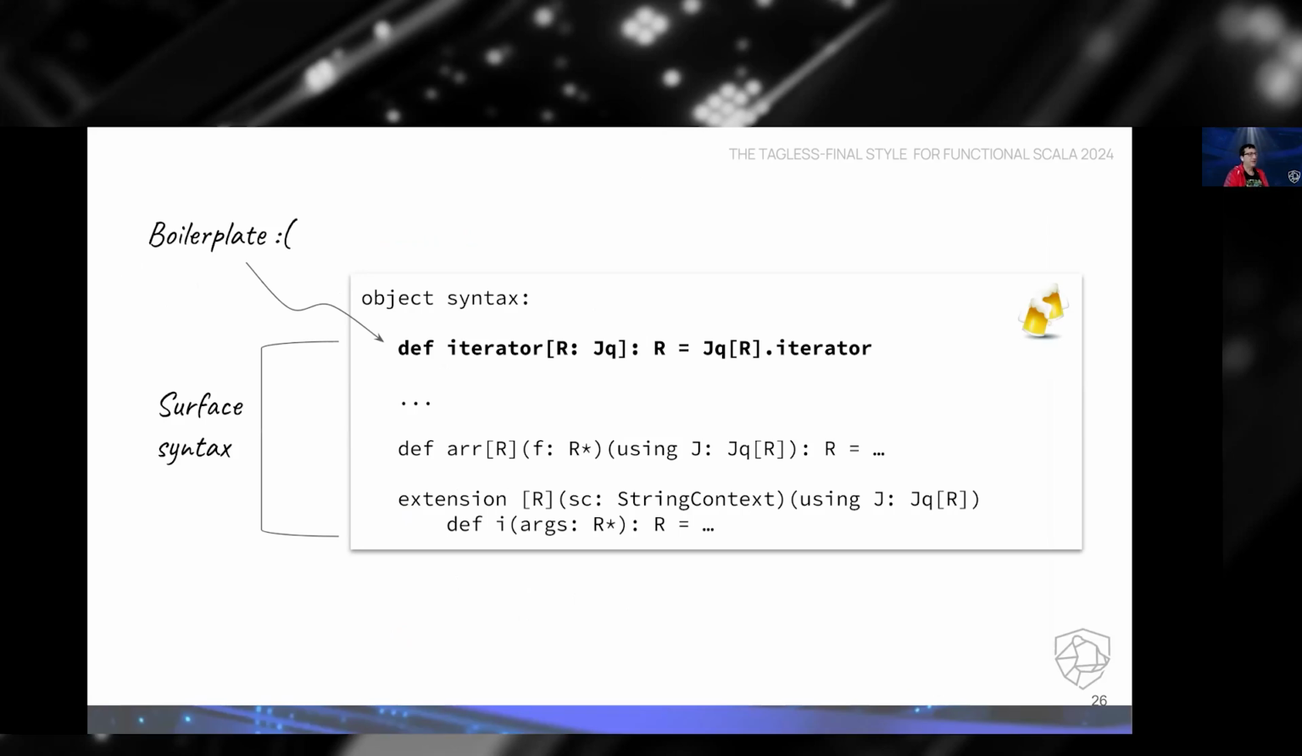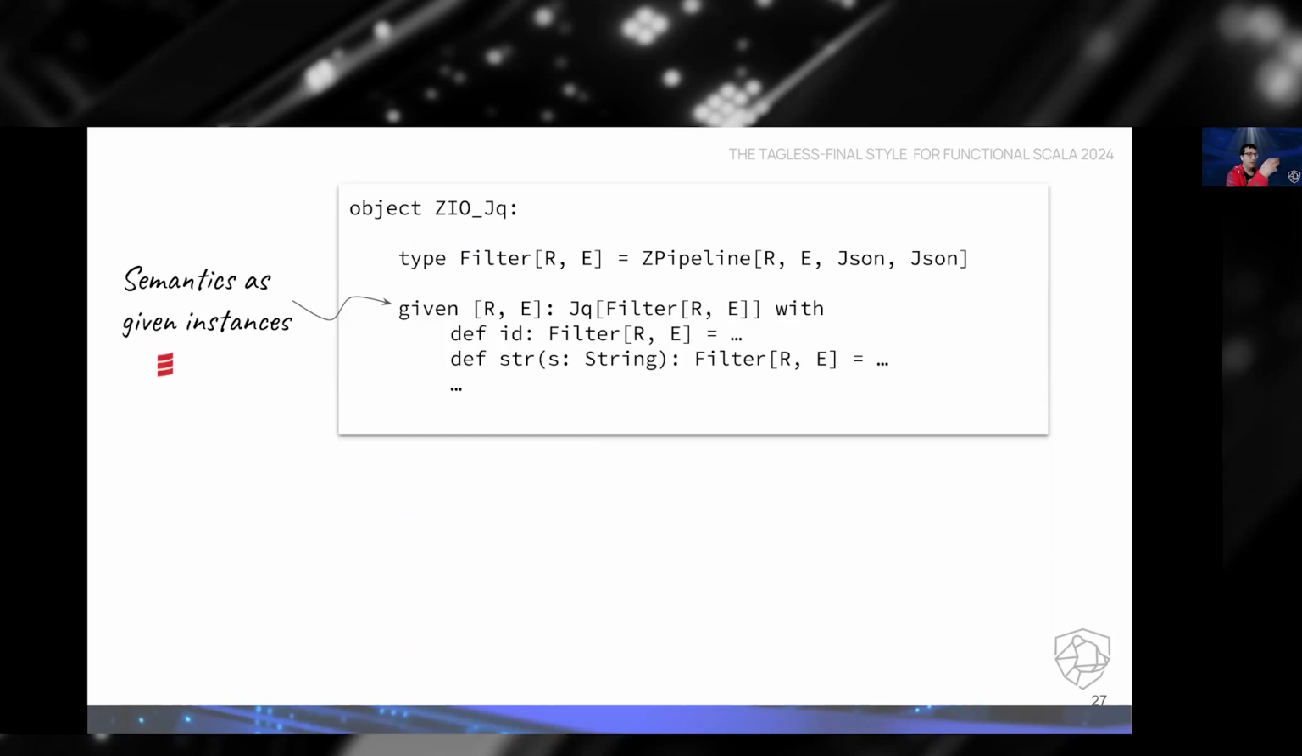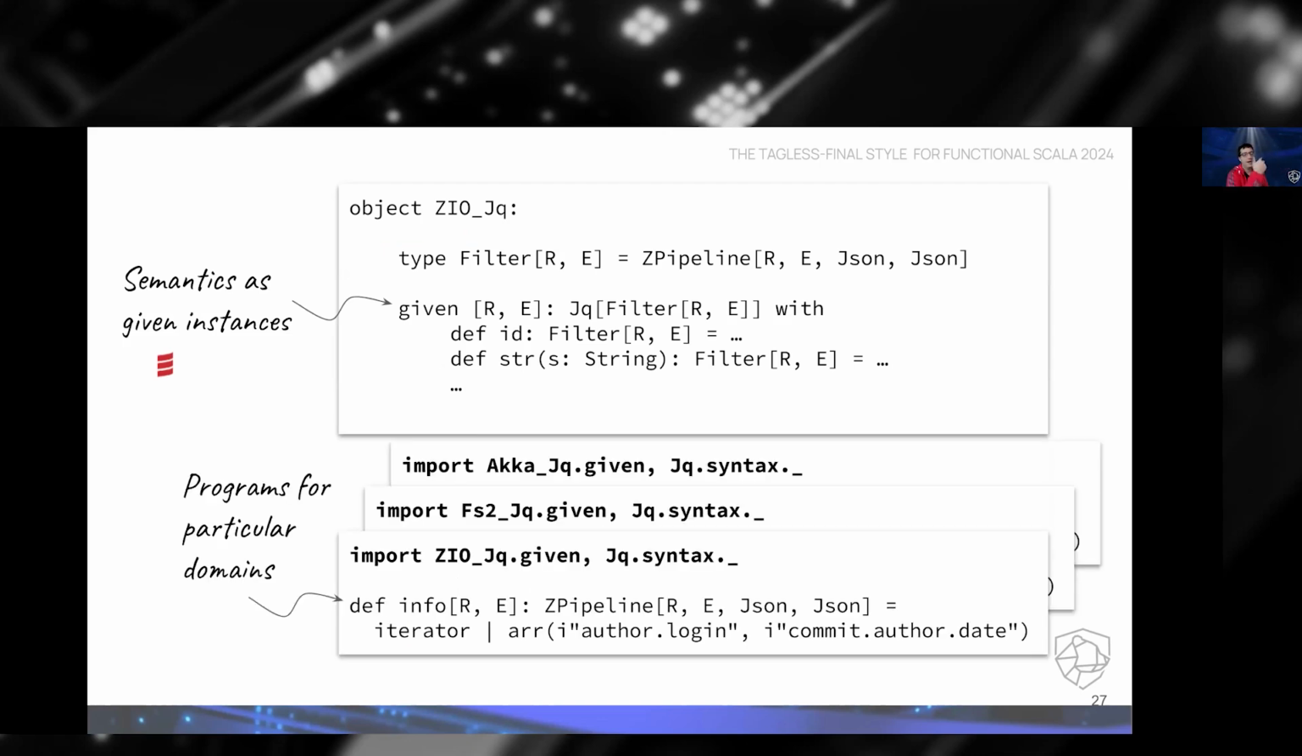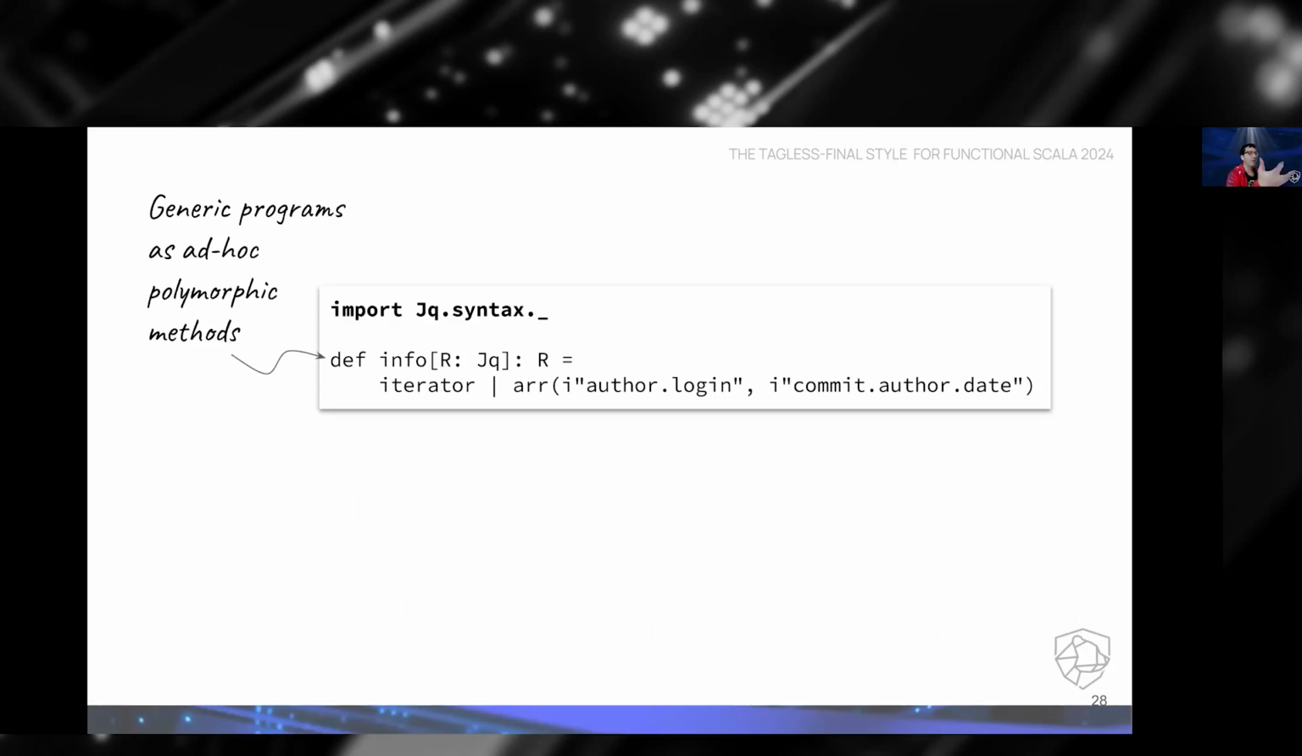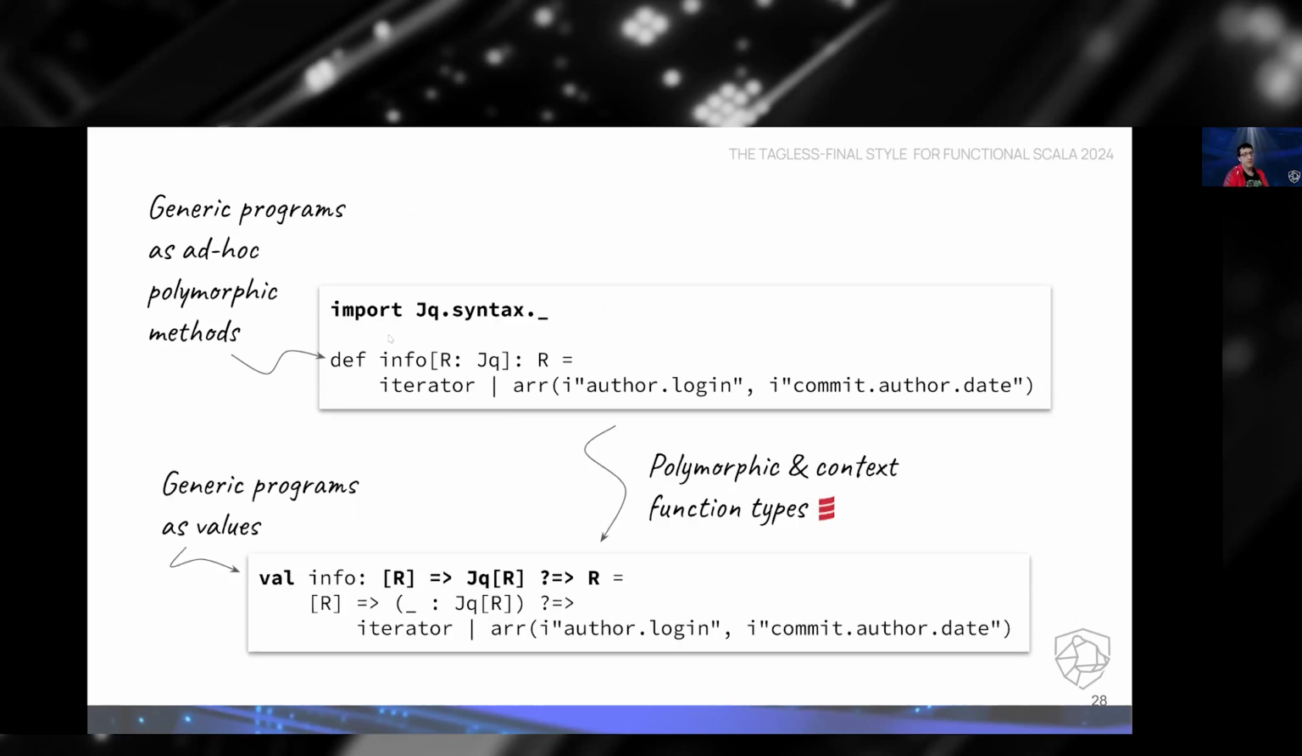The syntax is normally implemented in a separate module, okay? And then what we need to do is to implement the semantics for CE streams as a given instance of this type class. And with all this, we can already implement the very same program that we implemented before. If we want to implement the program for ZIO, then we can import implicit instances for ZIO and so forth. Of course, what we can do also now is to implement our program once and for all for any particular semantics, right? With an ad hoc polymorphic method. And in Scala 3, we can also implement this using polymorphic function types, right?